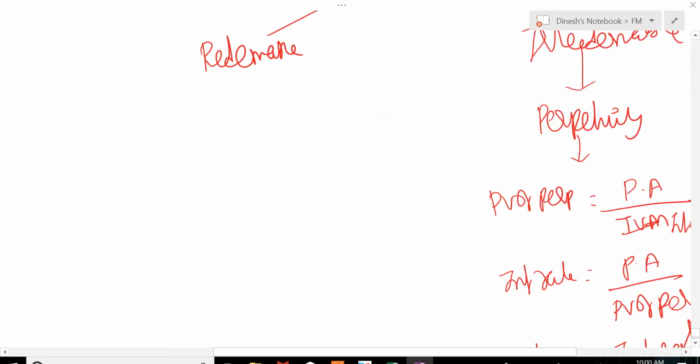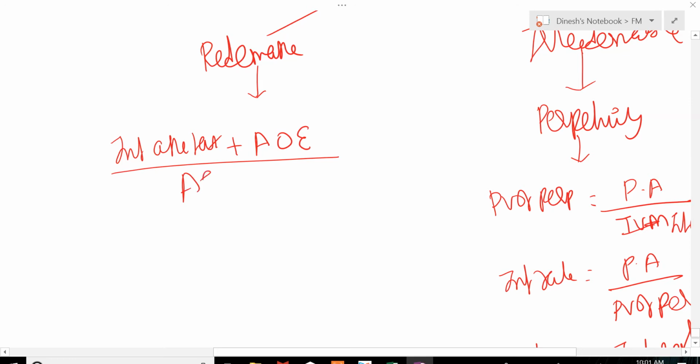Now comes the redeemable part. In the redeemable part, is there a life? Yes. So after some years, I am going to get back the money. So what they say is interest after tax. This is my first expense, all from the company's point of view. Here it is interest after tax plus average other expense, divided by average funds employed. I'll explain each of this.